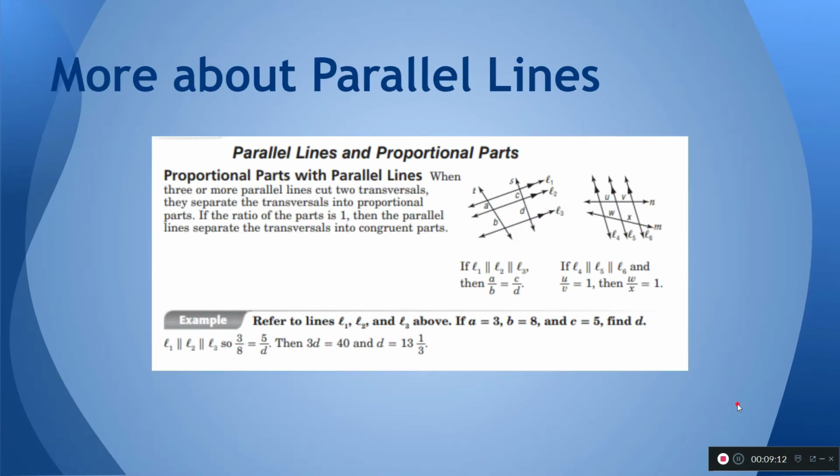All right, now we're dealing a bit more specifically with parallel lines. We've done parallel lines before, we've done transversals before, so this is more of the same, but with a few more rules added in. When 3 or more parallel lines cut 2 transversals, they separate the transversals into proportional parts. If the ratio of the parts is 1, then the parallel lines separate the transversals into congruent parts.